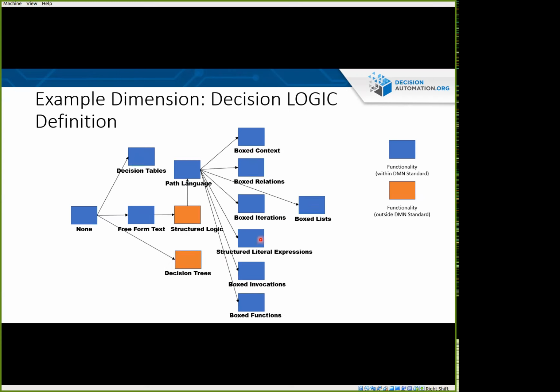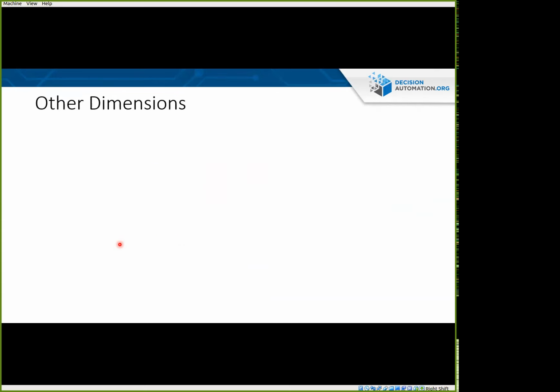Okay, another dimension that we could talk about is decision logic definition. And again, this is a progression from free-form text to structured logic in this case, and to path languages, which can then be extended to support the range of functionality already defined very well in the standard. And we can also put decision tables on this dimension and decision trees and other ways of representing logic, some of which are aspirational, but most of which are already clearly supported by the standard. So what other dimensions have the group currently defined?